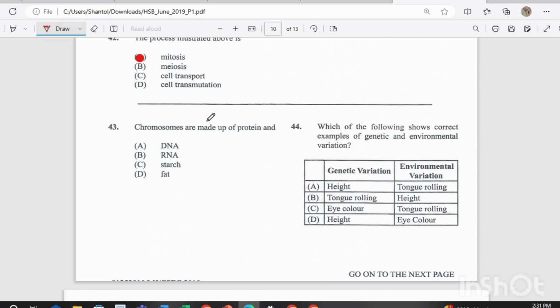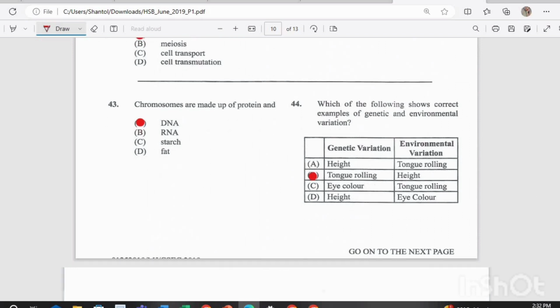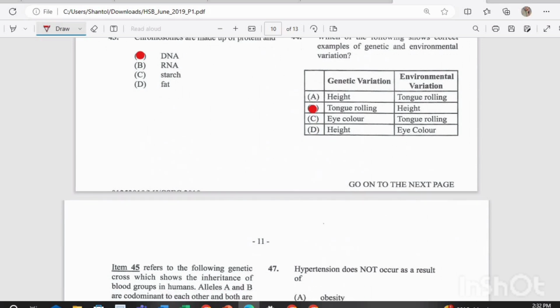Item 43. Chromosomes are made up of protein and the answer is A. DNA. Item 44. Which of the following shows correct examples of genetic and environmental variation? The answer for 44 is B. Tongue rolling is genetic and height can be environmental, because you can have a different height based on your nutrition, your environment, etc.